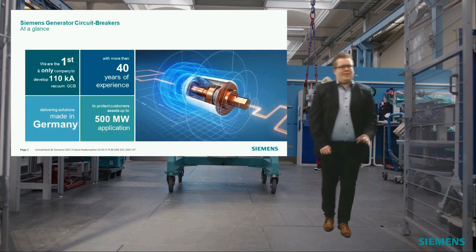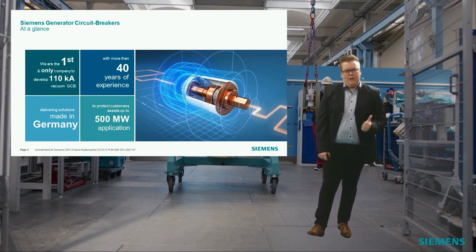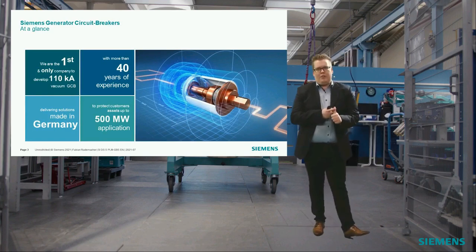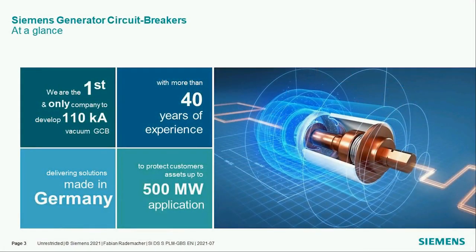So let's start with 4 key highlights for Siemens generator circuit breakers. First of all, Siemens is the one and only company who was able to develop a generator circuit breaker having a switching capability of 110 kA. This was only possible because Siemens has more than 40 years of experience in vacuum switching technology. And you have to know that within Siemens, in medium voltage, only vacuum technology is used.